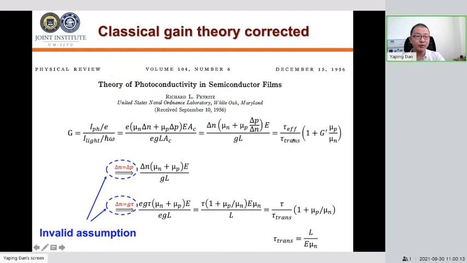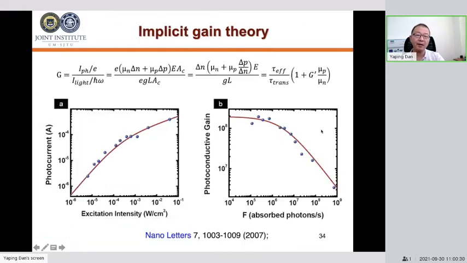As we will show later, the gain is dominantly coming from delta p divided by delta n, that is, the excess majority carrier divided by the excess minority carrier. It's dominated by this term that we define as G prime.